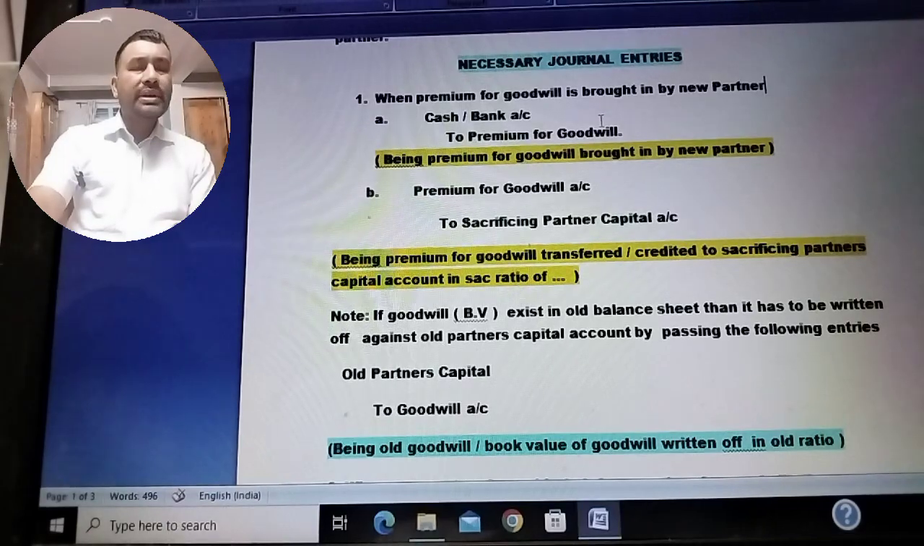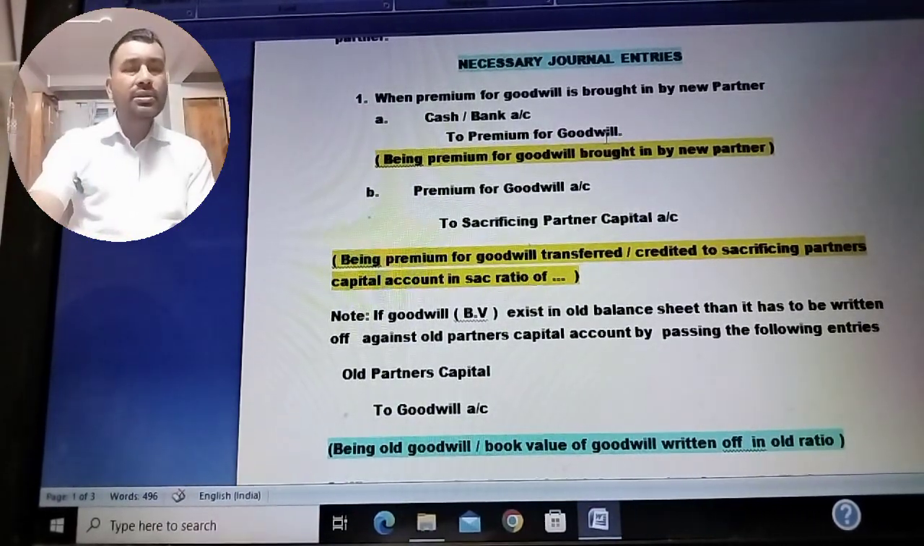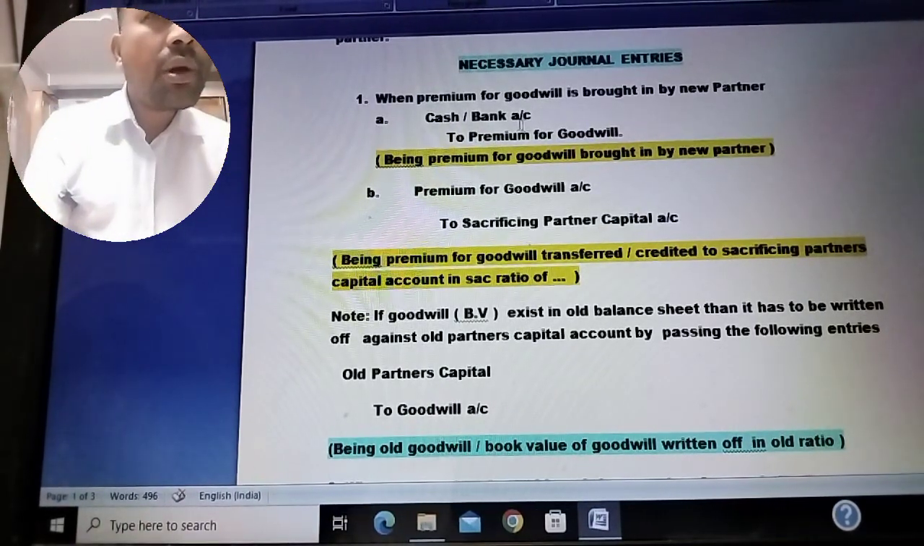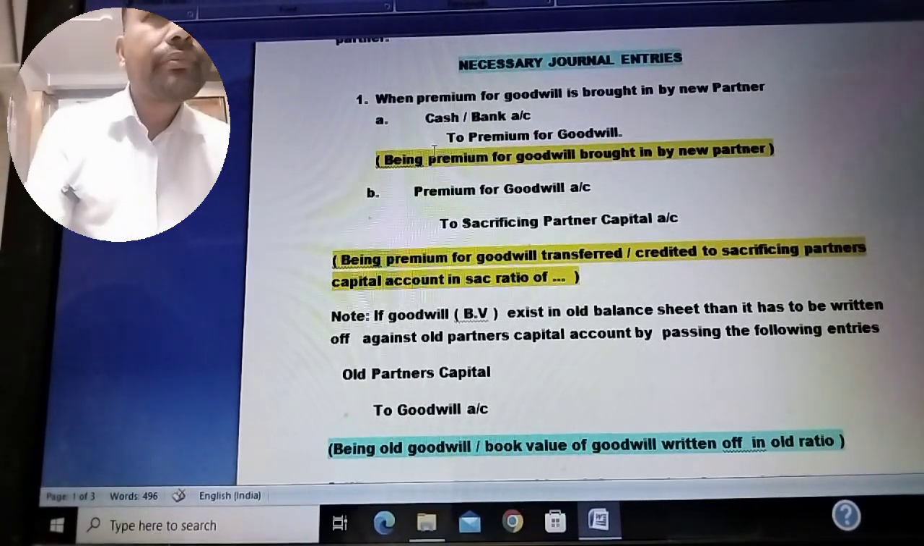When premium is brought in by the new partner, cash will come in, or it may be brought in by cheque. So you have to debit cash or bank account and you have to credit premium for goodwill. In every question the journal will be the same. Only the amount will be different. Okay, so cash or bank account debit to premium for goodwill. Being premium for goodwill brought in by new partner.